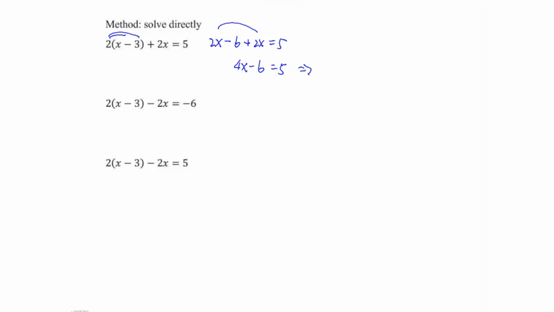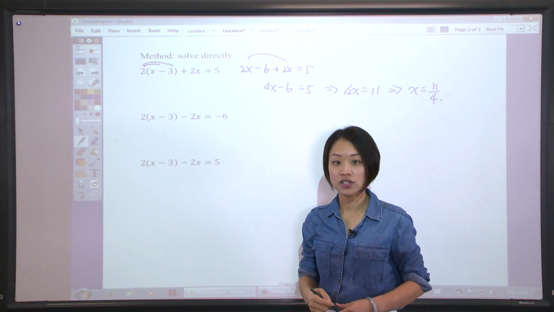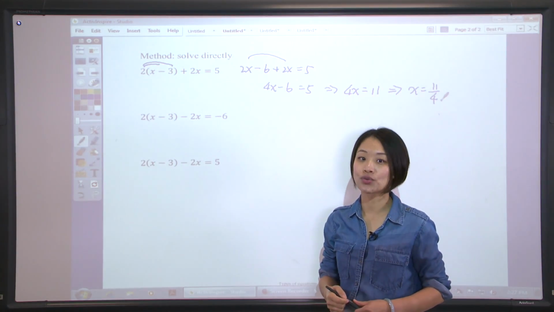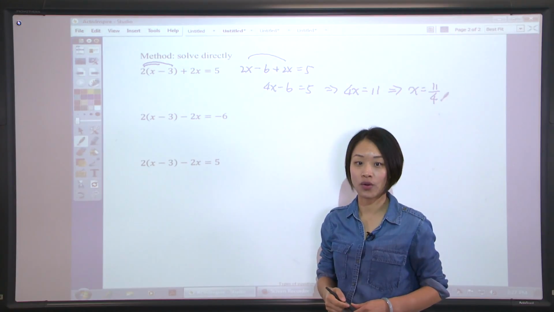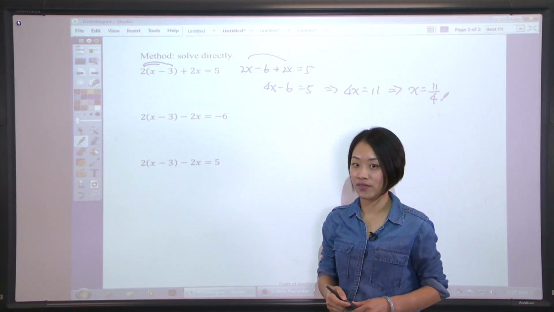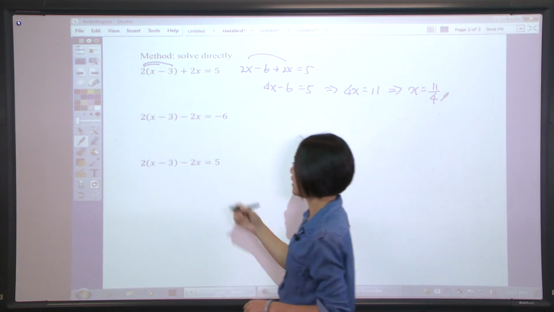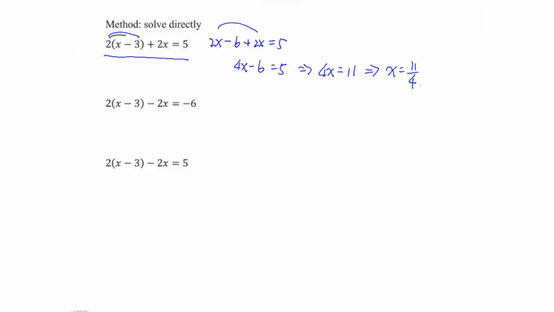Next, I'm going to add 6 on both sides. So 4x equals 11. Finally, divide by 4. x equals 11 over 4. This implies the original equation is only true for x equals 11 over 4. It would be false for any other values. This also implies this original equation would be a conditional equation.